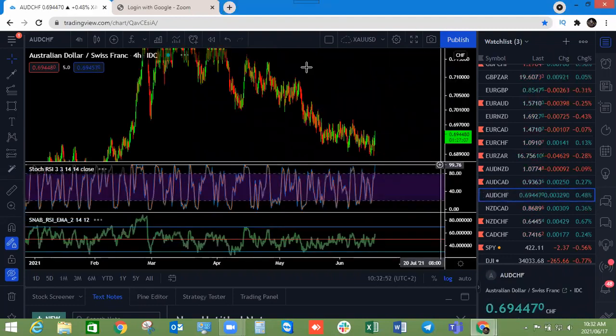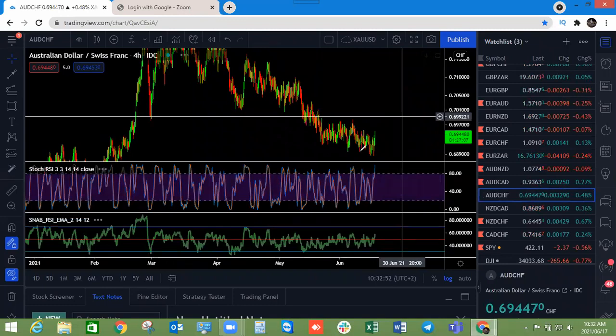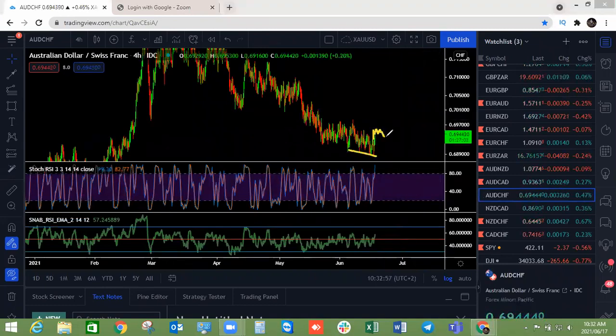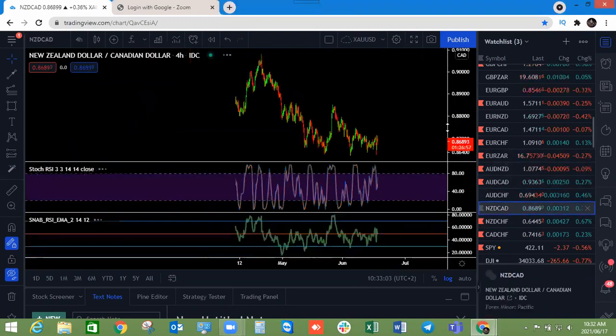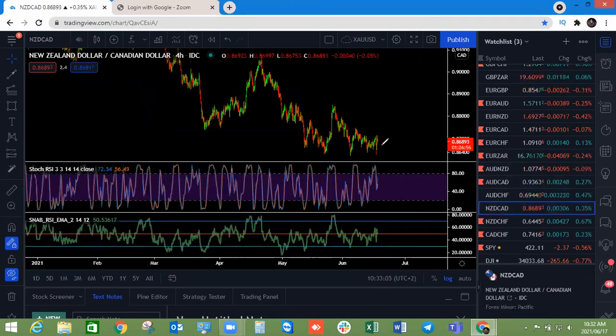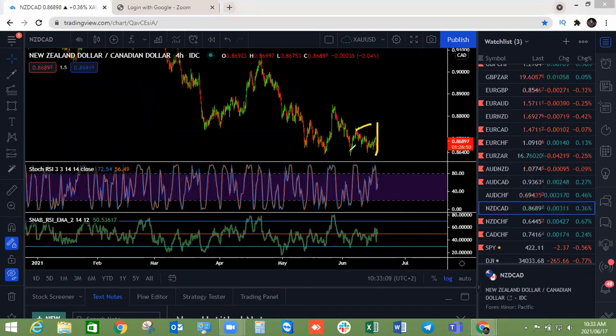Aussie Chief finally starting to show some direction. We'll look for this one to continue to the upside, at least back to this level. New Zealand CAD as well, going sideways. We've retested the low here. We want to see this come around this level.